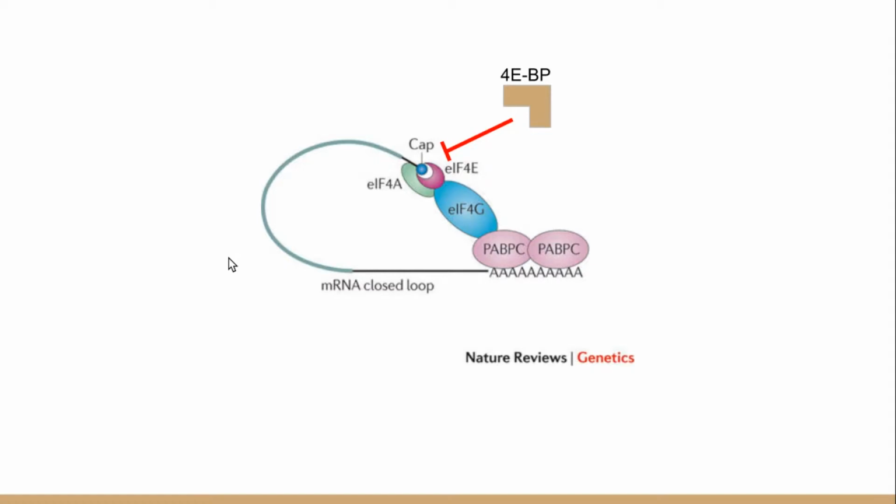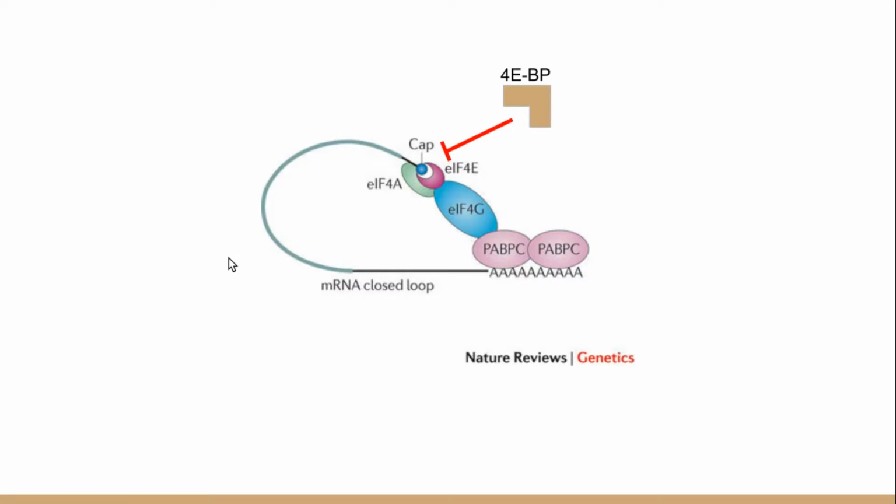eIF4E binds specifically to the methylguanosine cap of the mRNA. And the disease relevance of this protein is kind of fascinating as well, because mutations in eIF4E have been linked to autism, and mice that overexpress eIF4E are prone to autistic-like behavior and also cancer. And this is partly due to translational dysregulation caused by mutations in eIF4E.